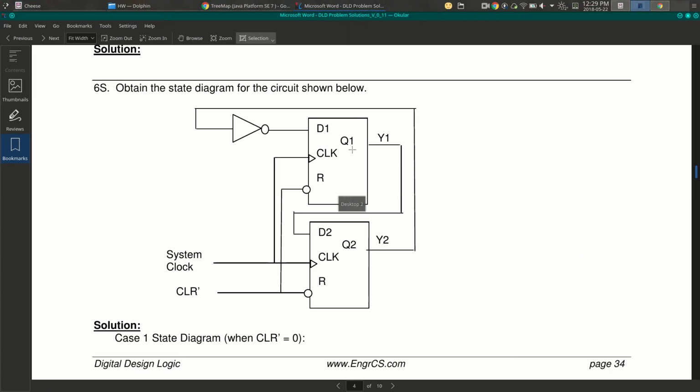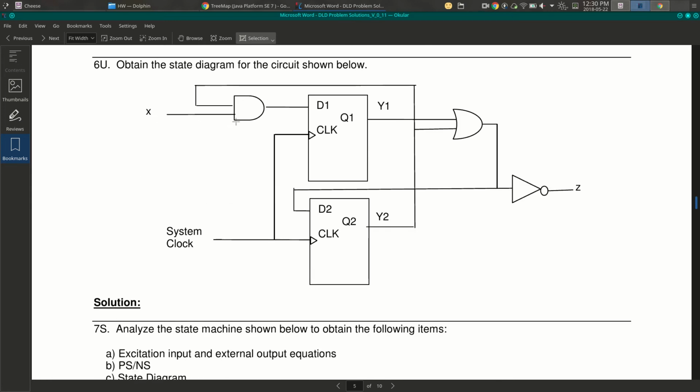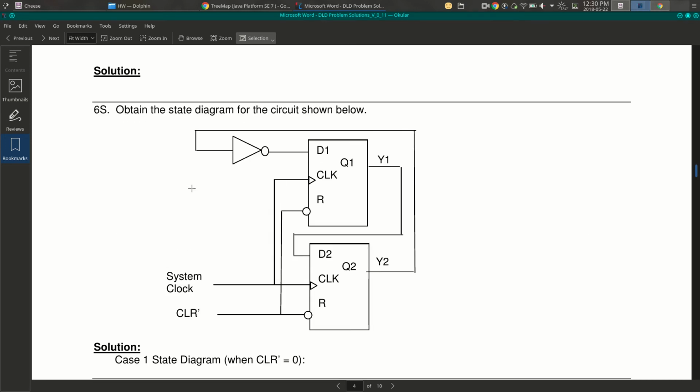Next we have to write equations for the flip-flop inputs in terms of the outputs and any external inputs. Well, we have no external inputs going in, right? Clear doesn't count as an input. It's just driving the reset on these flip-flops. The clock is never considered an input. An input would be something like down here we've got an X coming in. Okay, but up here there's no external inputs. So we just want to write the equations for the inputs, D1, D2, in terms of the outputs, Q1, Q2.